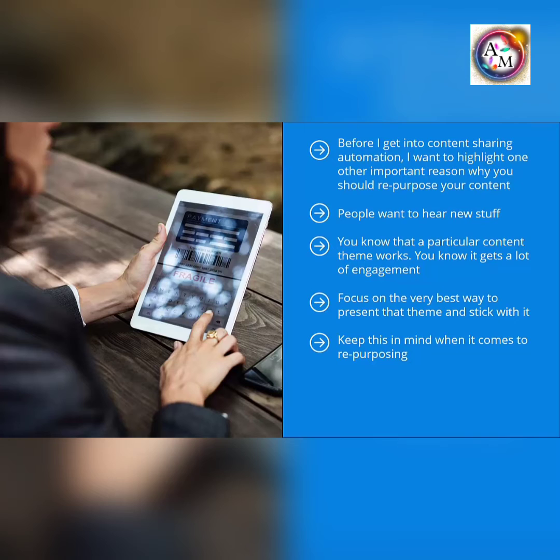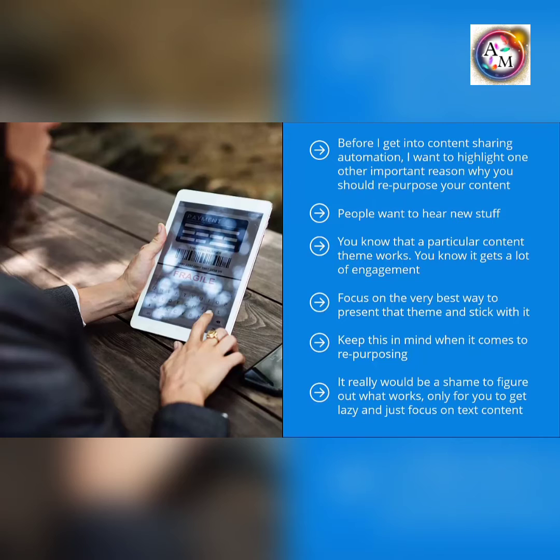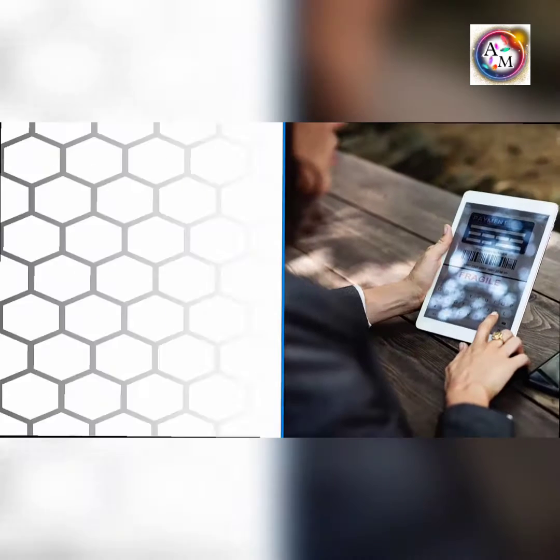It isn't. You want your social media feeds to consist of highly successful content as much as possible. It really would be a shame to figure out what works, only for you to get lazy and just focus on text content. I'm sorry to say it, but text content can only take you so far. Which brings me to content sharing automation. Since you're going to be sharing a lot of content, and much of this content being third-party as well as original and repurposed content, you're probably going to have your hands full if you decide to do this manually.